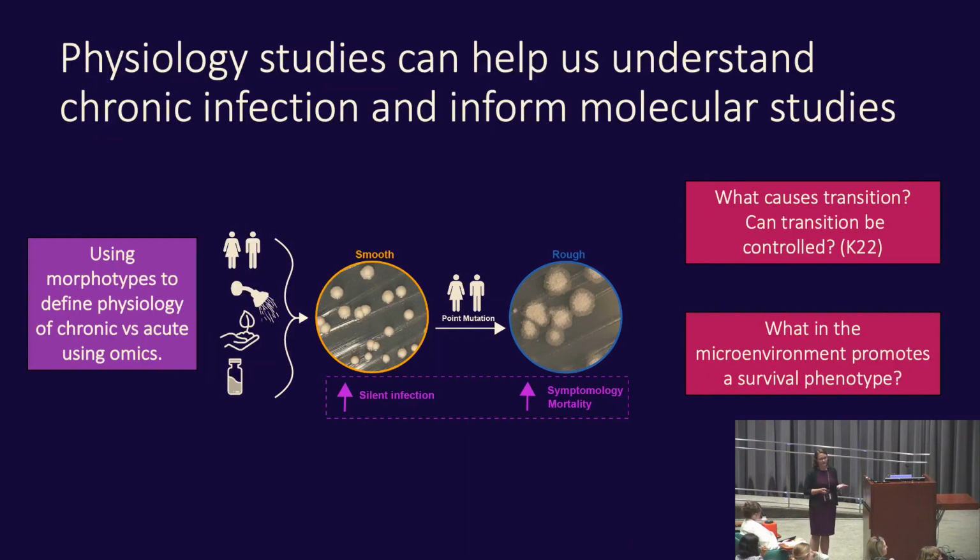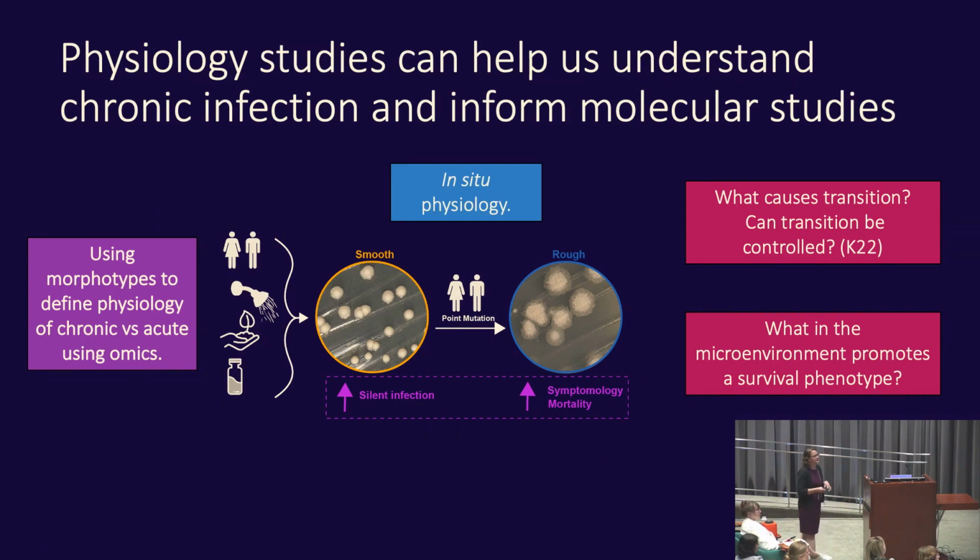And so for K22, I'm looking at what causes transition and seeing if I can use the genes that are important for the smooth or the rough to try to control the adaptation or prevent adaptation. Also, I want to get back to what's in the environment that promotes the survival phenotype. Because if we know what promotes the survival phenotype, the cues that initiate it, then we can try to stop that physiology from happening and disrupt the bacteria physiology enough that the host can deal with the clearance.